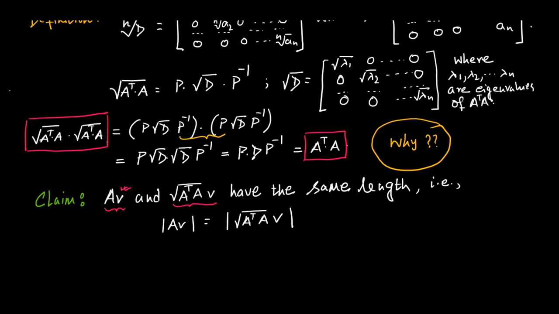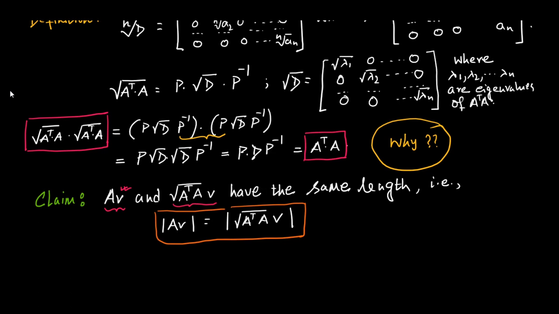It is a very, very important property, and actually this property is the key to singular value decomposition. This property will help us to understand what singular value decomposition is. So this is my claim. When you operate A on a vector V, whatever vector you get, and when you operate square root of A transpose A on V, whatever vector you get, the two vectors will have the same magnitude. Now, here I have not given any arrow above V because I am considering V as a column matrix. Now, before I show you how to prove this, let me tell you one thing.